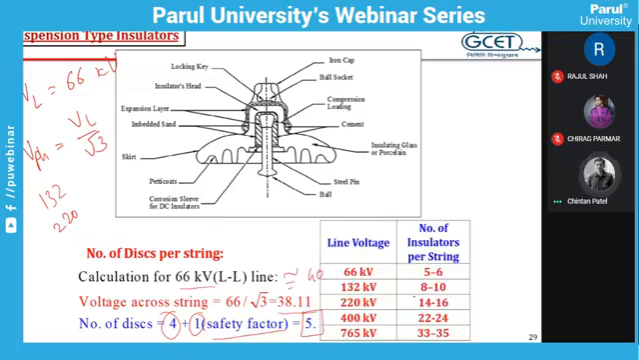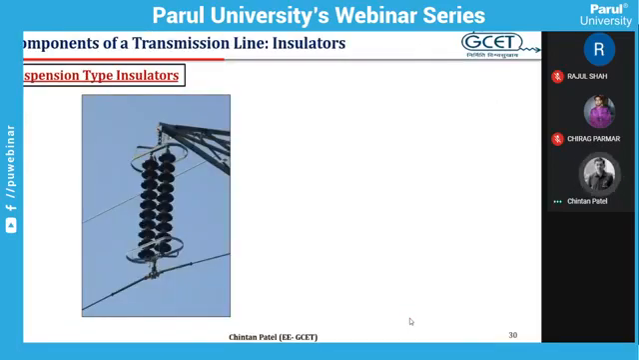The table shows the number of insulator discs required per string. So for 66 kV, 5 or 6. If you use 2 safety factors, for 132 kV, 8 to 10, and so on. So you may calculate the number of discs. Okay, now let's see different types of insulator strings.